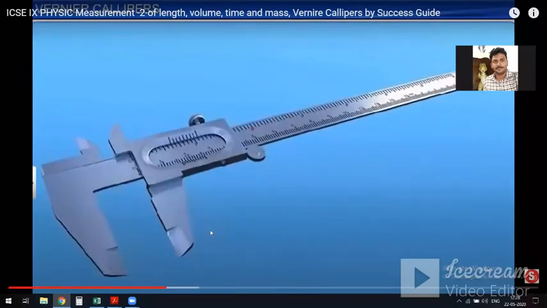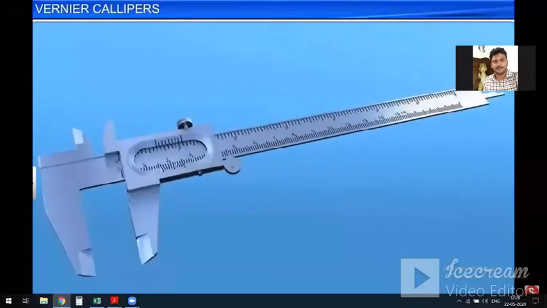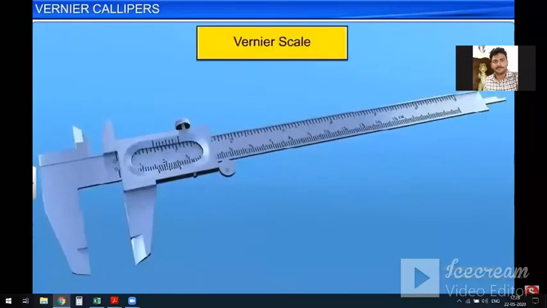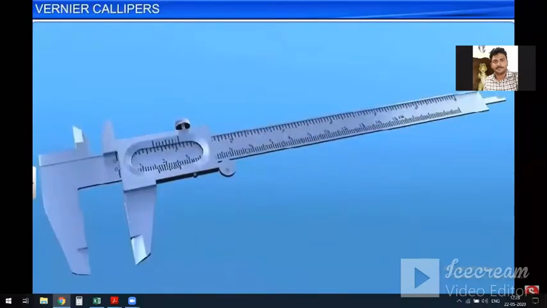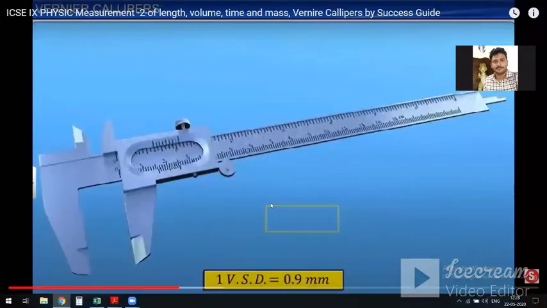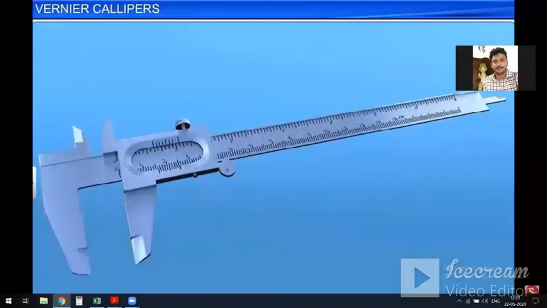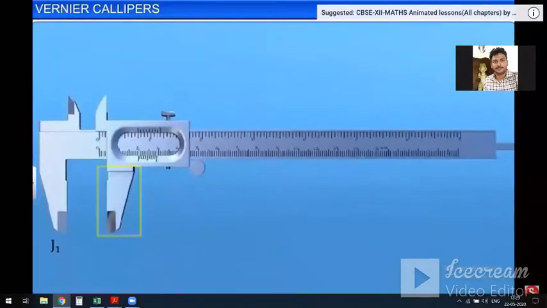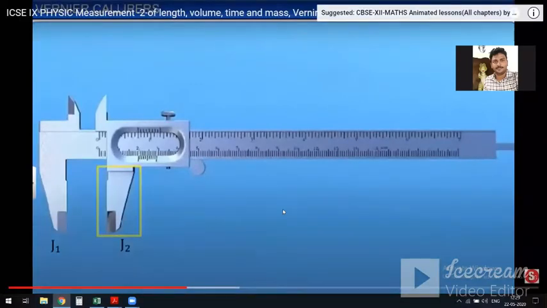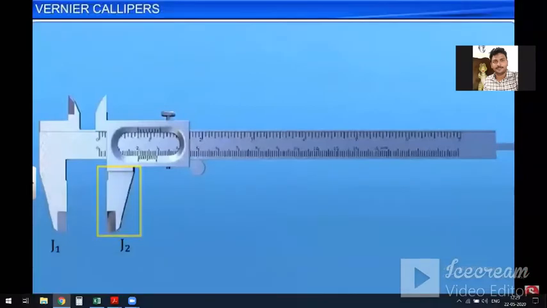The metallic frame on the right side of the fixed jaw slides over the main scale, called the vernier scale. On the bottom edge of this frame is a graduated scale. It usually consists of 10 equal divisions that coincide with 9 main scale divisions. The value of each vernier scale division is equal to 0.9 millimeter. This vernier scale is provided with a jaw, J2, on the lower side, which can move with the vernier scale. This jaw is called the movable jaw.